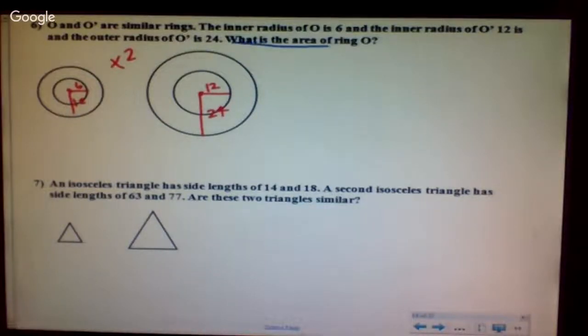What is the area of the ring of O? All they want is the area of this shaded region. Well, that's easy. You just have to figure out the area of both circles, and then subtract the area of the one in the middle. Hold up. Listen to Andy for a minute. So you find the area of both of the circles, and then subtract the one in the middle.